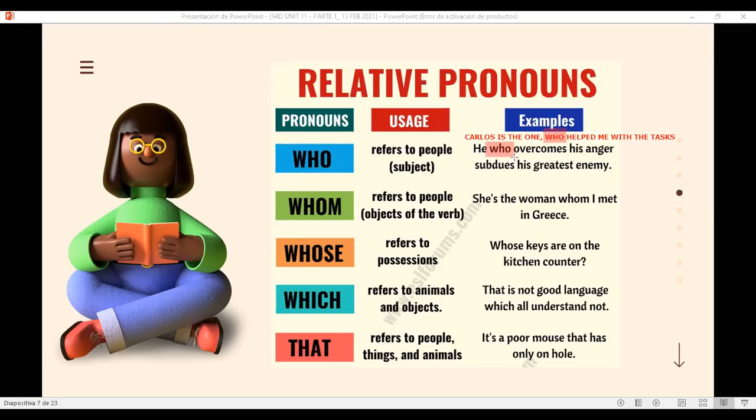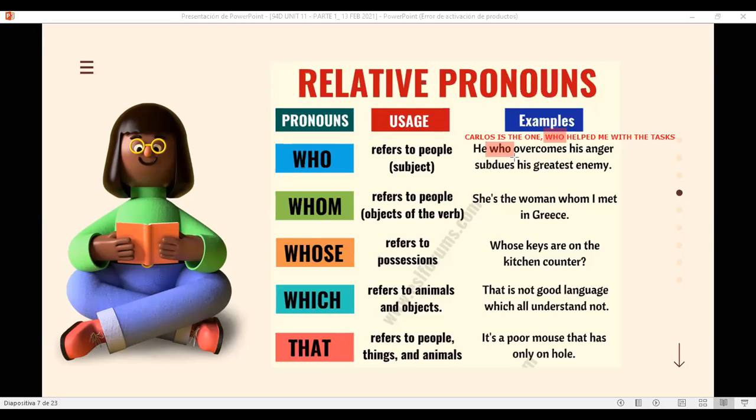He who overcomes his anger subdues his greatest enemy. Yes. Aquel que logra superar su ira, ha superado o ha ganado a su más grande enemigo. Eso nos dice el ejemplo. Some of the students used to make a small confusion with these three words: who, whom, and whose. Si bien es cierto, tienen un significado muy parecido, es importante saber la diferencia entre las tres.